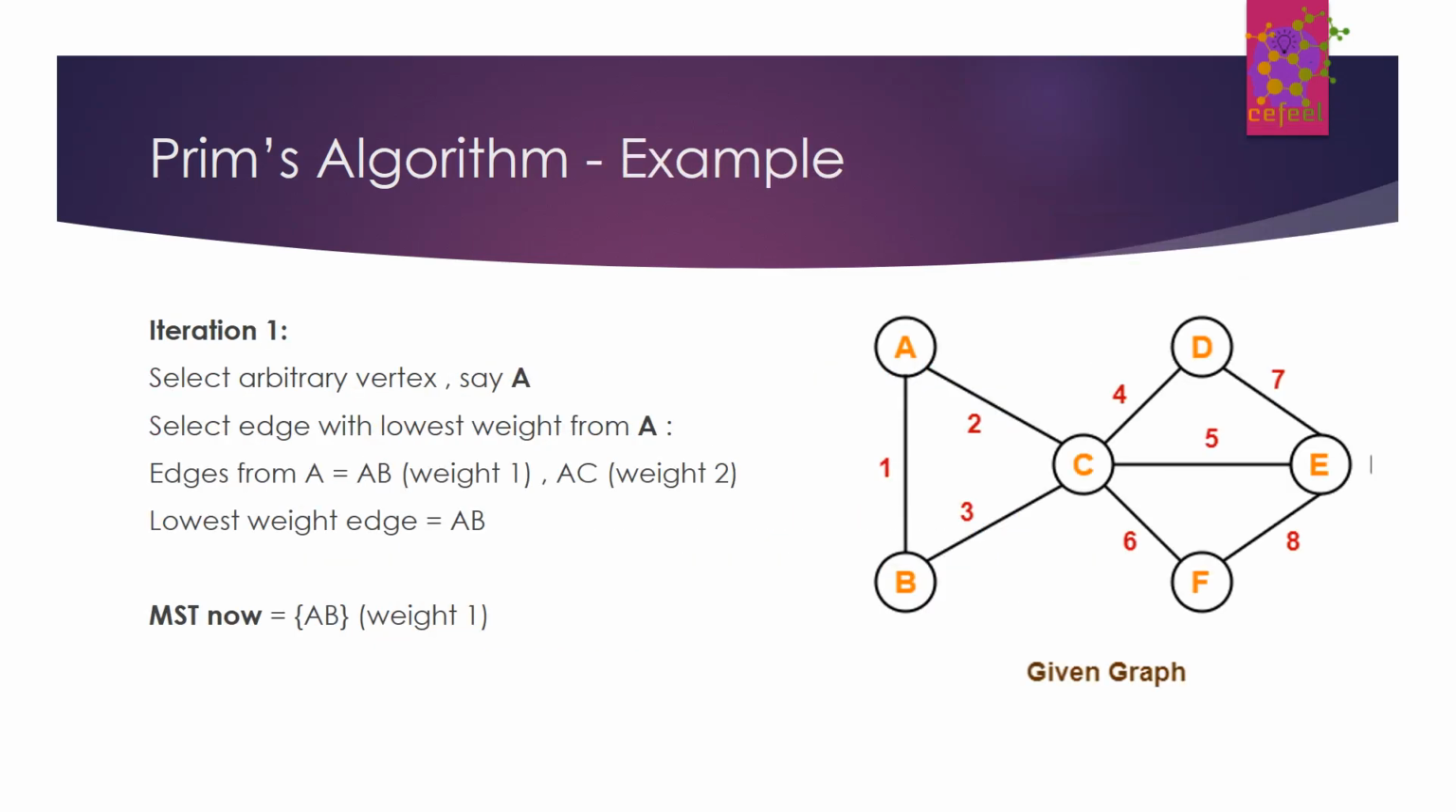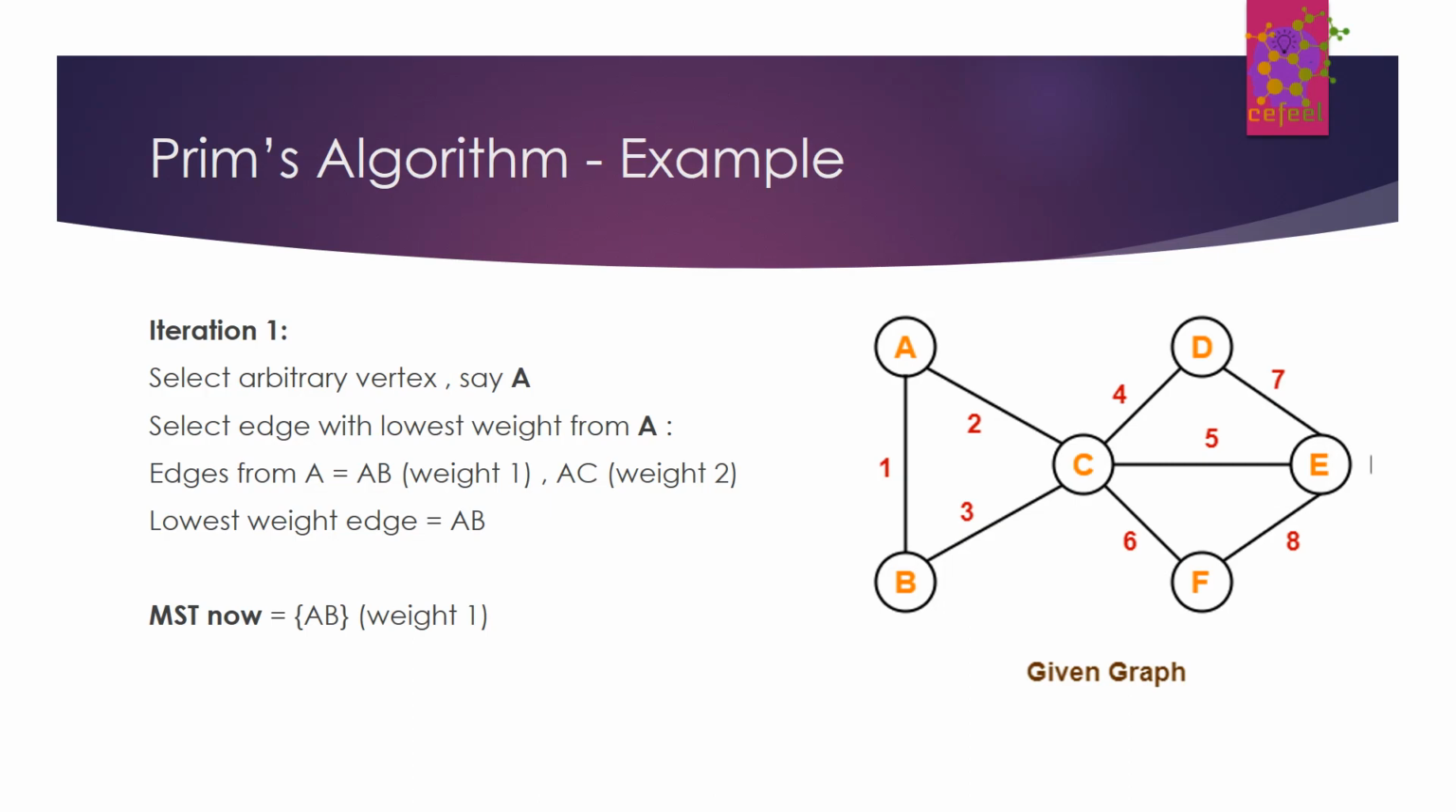So let's apply it to a graph, because then it will be a lot clearer. Here we have a graph with 6 vertices A, B, C, D, E, F, and weights on every edge. For example, AB has weight 1, AC has weight 2, BC has weight 3, and so on. The problem is that we need to find the MST, or the minimum spanning tree, of this graph.